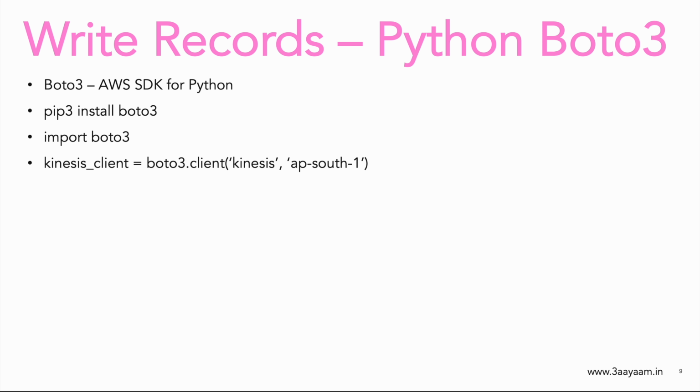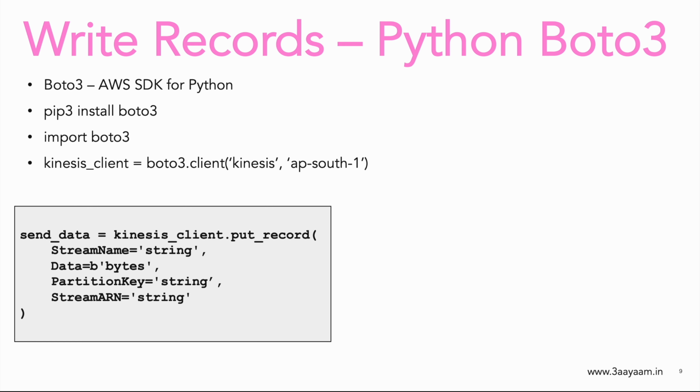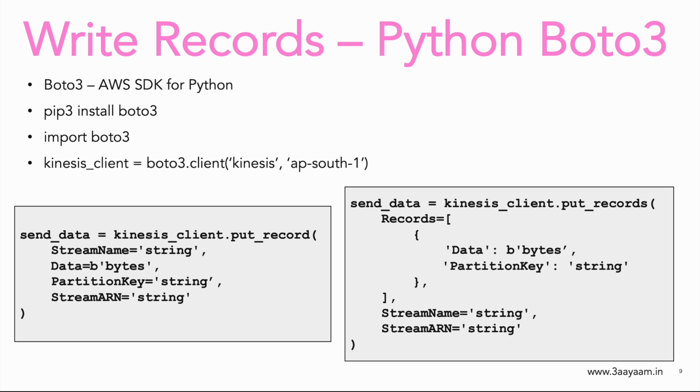And then we'll have to import it, create a Kinesis client using boto3.client, mention the service name, which is Kinesis, and the region. I am showing you here ap-south-1, which is Mumbai region. And then we can send data using either put_record API, or we can use put_records API.